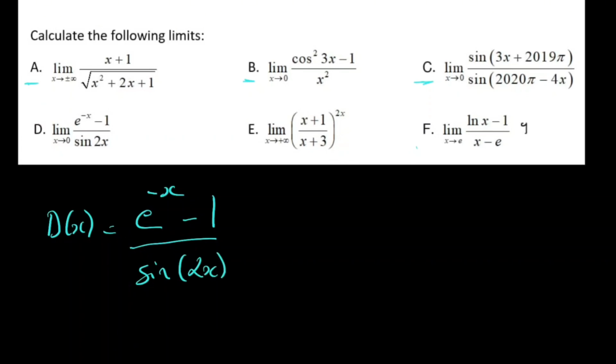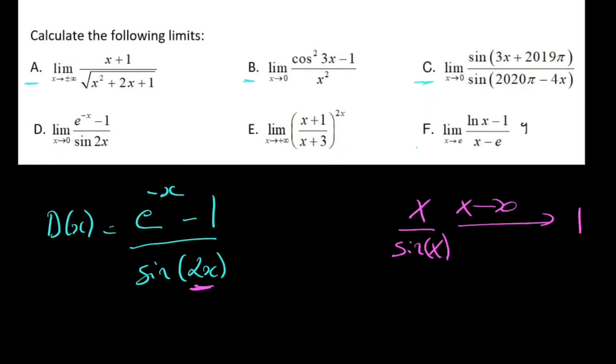How do we do this kind of limits? Because we are interested in the limit when x tends to 0, we will have something which has the form 1 minus 1, so 0 over sinus of 0, which is an undefined limit. What we need to spot here is that we've got sinus of something that tends to 0, and we know the limit of x over sinus of x when x tends to 0 is equal to 1. So we just have to arrange the expression a little bit to make a 2x appear here, and we have something like exponential of minus x minus 1.